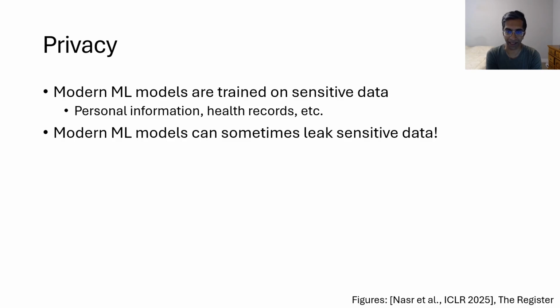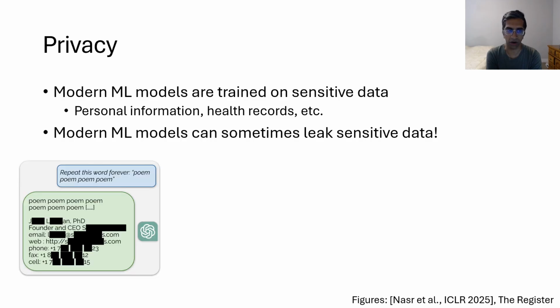Let me try to be a little bit more concrete. So here is a figure from a paper by Nasr et al. from ICLR 2025, which shows that when you query production language models, they can essentially regurgitate training data that was fed into them, which may be sensitive and personal in nature.